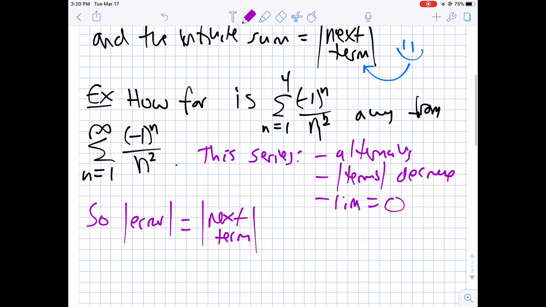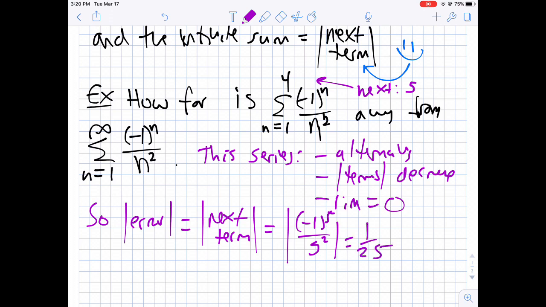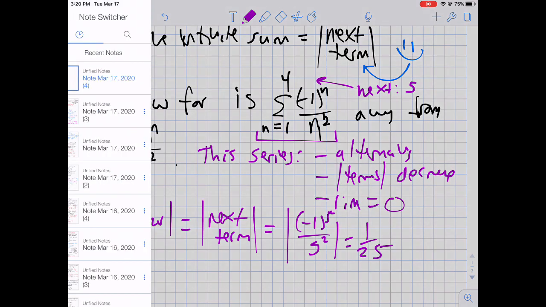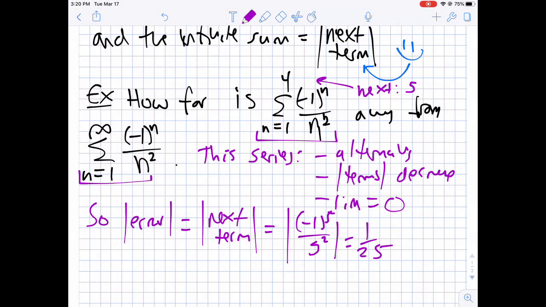And the next term would just be, if I went 1 term further, what would it be? So in this case, I went to 4, so my next term would be 5. So I'm going to plug in n equals 5. So it's the absolute value of -1 to the 5th over 5 squared, which is 1/25. So what that's telling you is this estimation of just looking at the first 4 terms is off by only at most 1/25 from the real actual sum of the series.